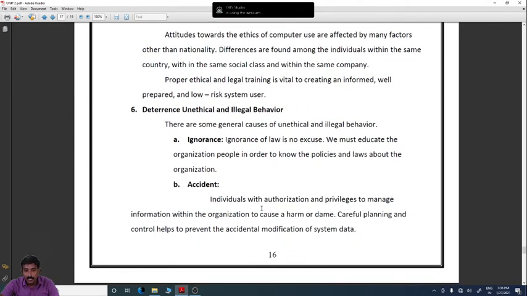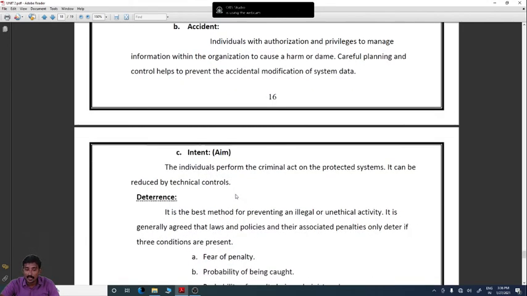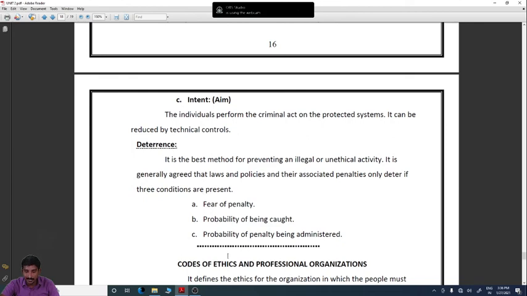And then accident, where individuals with authorization and privilege to manage the information in the organization cause harm or damage. Next is intent, where an individual performs some action, it may be a criminal action, so the organization must be protected and have proper technical controls in order to avoid those actions. And the next one is deterrence. Actually, this is the best method for preventing illegal activity. It is based on fear: the fear of penalty, the probability of being caught, and the probability of the penalty being administered.